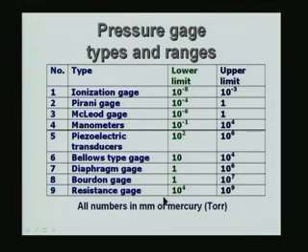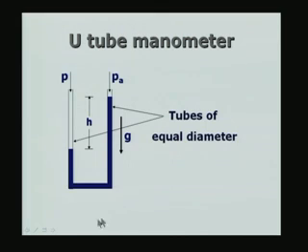So, this gives you a broad overview of the kind of things we are going to meet with, and let us look at in some detail the individual pressure measuring devices. And the starting point is of course the U-tube manometer, which is very familiar to us.